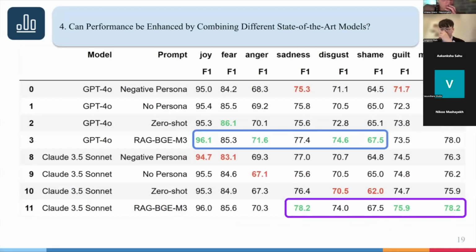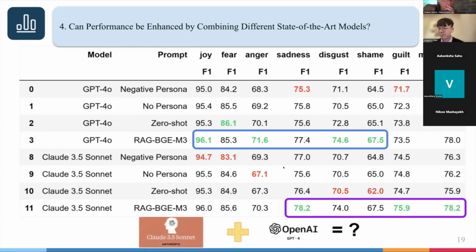Our high performing models were the GPT and Claude Sonnet models, so commercial models with the RAG prompt strategy. When we looked deeper into the class-specific performances, we found some intriguing differences. Claude performed best for sadness, guilt, and average F1, whereas GPT outperformed Claude a little bit for some other emotions. So this led us to consider combining the strengths of these two top performing models.